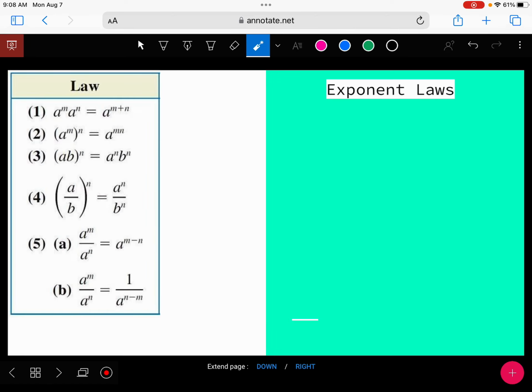So these are our old school Algebra 1 exponent laws. These are, like, you've seen these before. And if you remember them, great. If you don't, write them down.